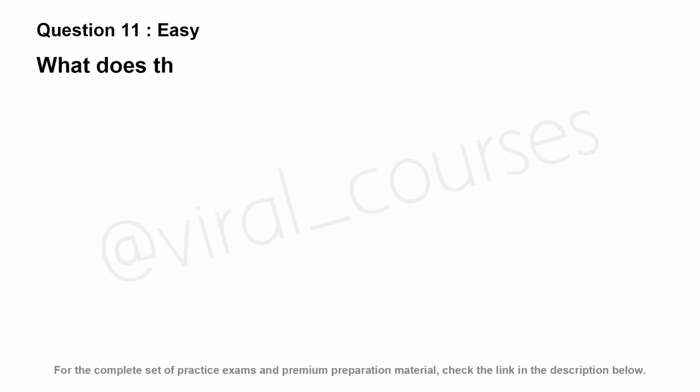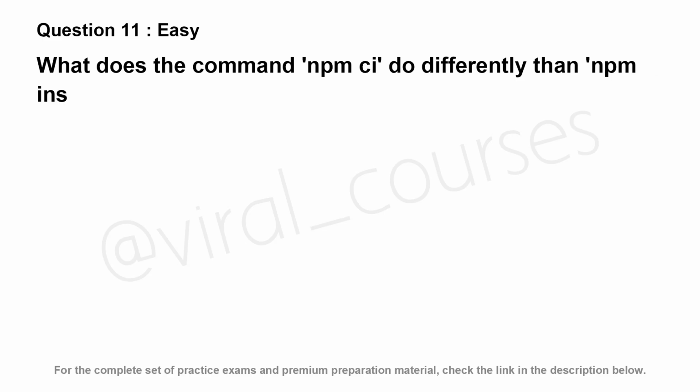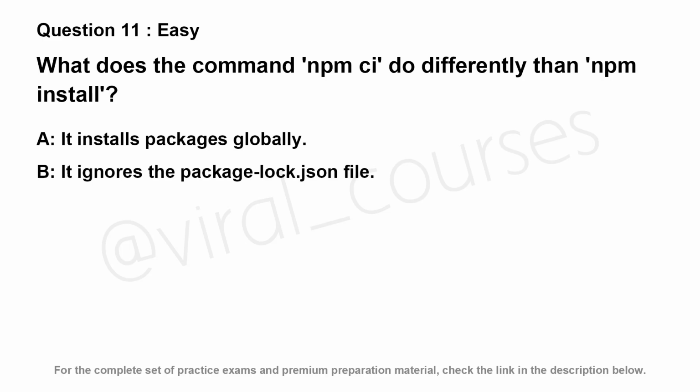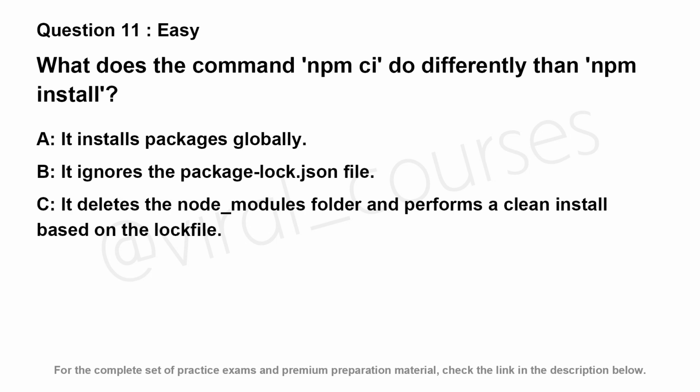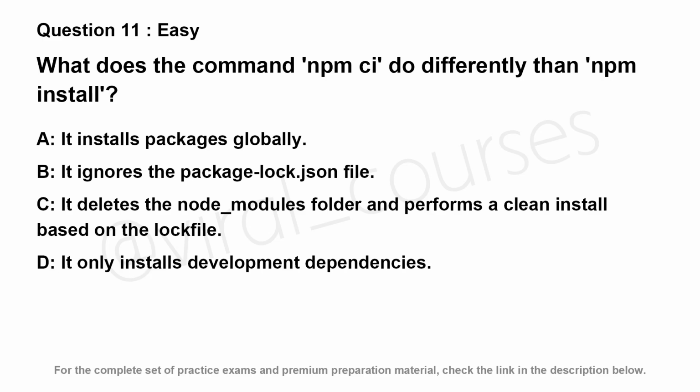What does the command npm ci do differently than npm install? Option A. It installs packages globally. Option B. It ignores the package-lock.json file. Option C. It deletes the node_modules folder and performs a clean install based on the lock file. Option D. It only installs development dependencies.